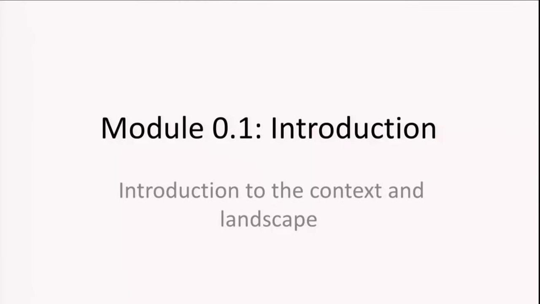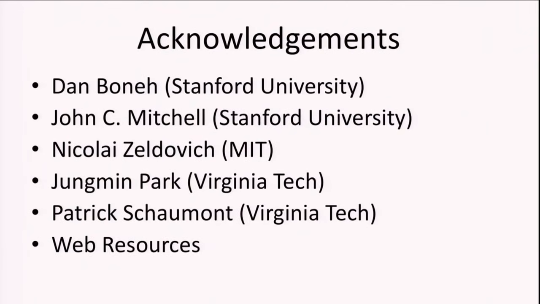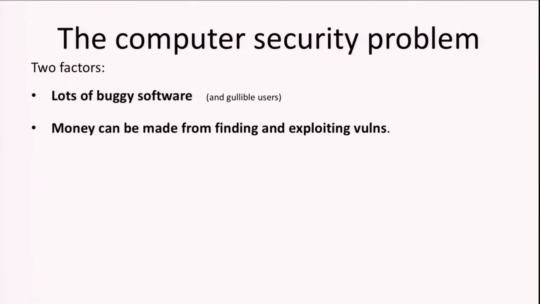So the first module of lecture 0 is an introduction on context and landscape. First, I should acknowledge some of my colleagues from various universities from whose lectures I have borrowed some of the material, and discussions with them have also resulted in the slides. So obviously I need to acknowledge them.